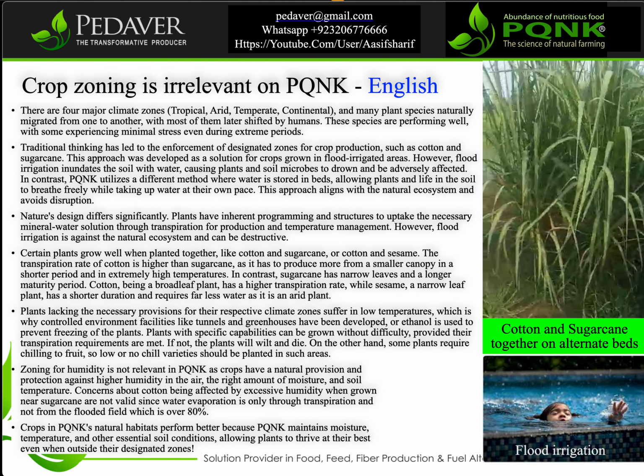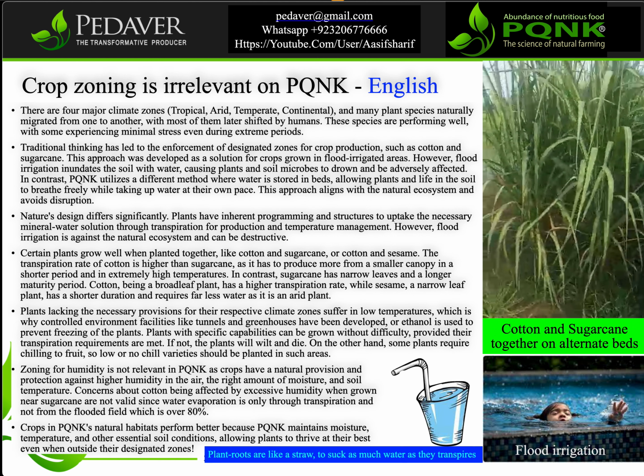Crops in PQNK's natural habitats perform better because PQNK maintains moisture, temperature, and other essential soil conditions, allowing plants to thrive at their best even when outside their designated zones. Plant roots are like a straw, to suck as much water as they transpire.